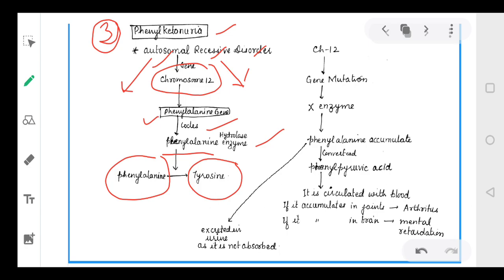Now, if a person has any problem in this gene, what will happen? Chromosome number 12 has a gene. If there is a gene mutation in that particular gene, no enzyme will be made. There is no production of this enzyme, the phenylalanine hydroxylase enzyme.